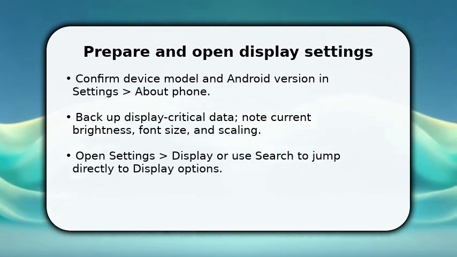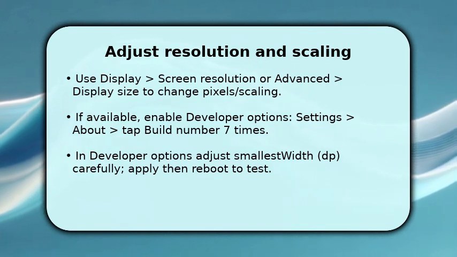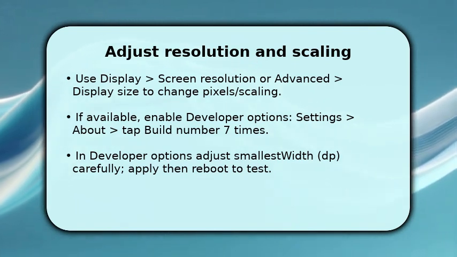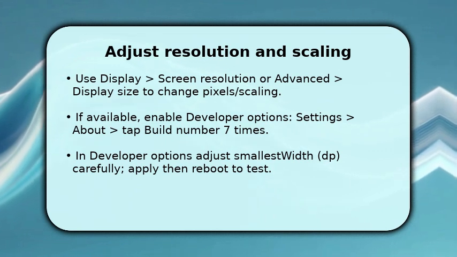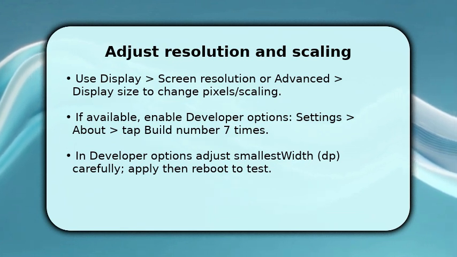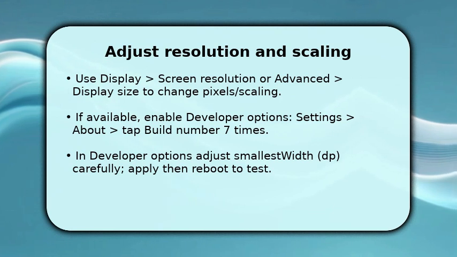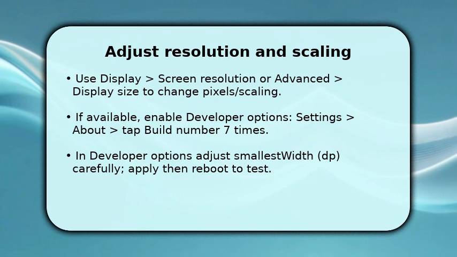First, try display screen resolution or advanced display size and test presets. This is the safest path. If you need finer control, enable developer options by tapping build number 7 times, then open developer options and adjust smallest width, DP, to increase or decrease UI density. Make small increments, apply, and then reboot to let changes settle.